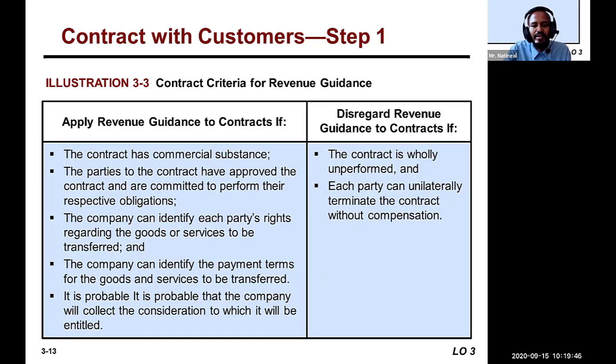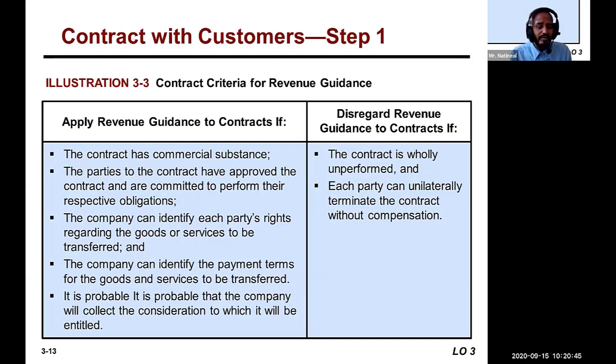Apply revenue guidance to the contract if the contract has commercial substance; if the parties to the contract have approved the contract and are committed to perform their respective obligations; the company can identify each party's rights regarding the goods or services to be transferred; the company can identify the payment terms for the goods and services to be transferred; and it is probable that the company will collect the consideration to which it will be entitled.